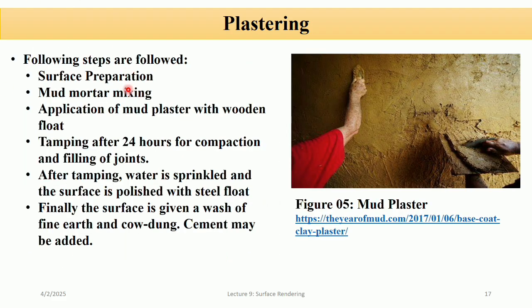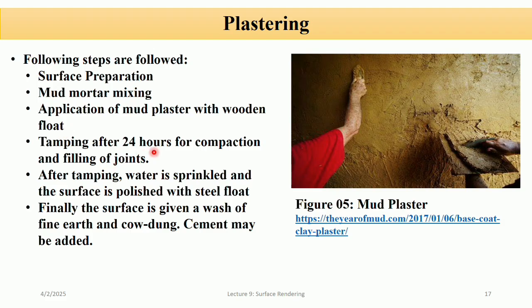So how can we apply the mud plaster? These are the steps which we take while applying mud plaster. The wall surface is first prepared as described in case of cement plastering. Then the plaster is evenly dashed against the wall surface with a wooden float.